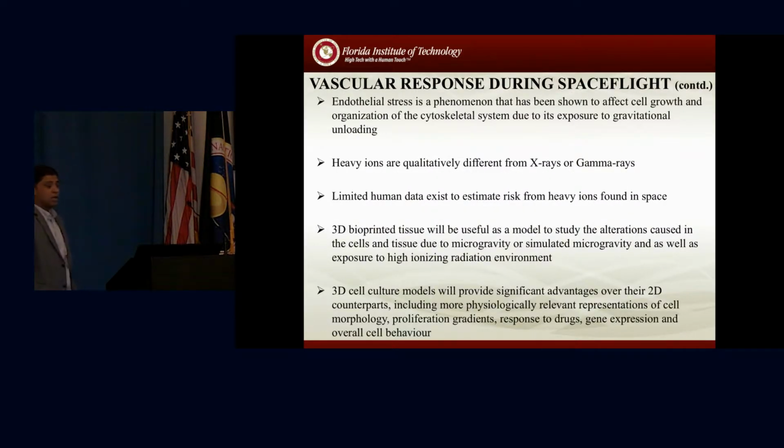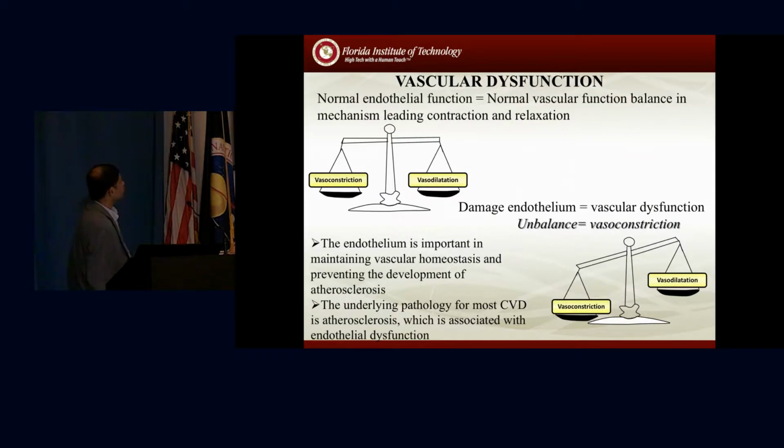Endothelial stress is one of the important aspects present during gravitational unloading, and for the space radiation part, the heavy ions are also a very important element which needs to be analyzed. There's a lot of work, of course, with X-rays and gammas, but these heavy ions are significantly different compared to what you see in X-rays and gammas. So we think 3D bioprinted tissue will be an ideal model to look at vascular dysfunction when you're exposed to microgravity and space radiation. The key component here is the vascular dysfunction, which happens in a damaged endothelium. The endothelium is one of the key components in maintaining vascular homeostasis.